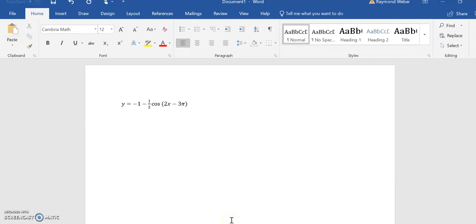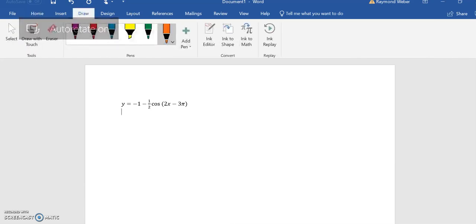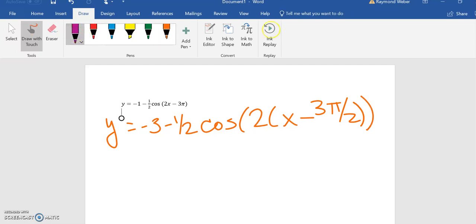Okay, I'm going to go through the steps to hand graph this trig function. You can see it's got kind of everything that at this point we can deal with, including a reflection. So when we start this, the first thing I'm going to do is rewrite this equation. I'm going to pull that 2 out inside and make this 2 times x minus 3 pi over 2. This way I can see my period.